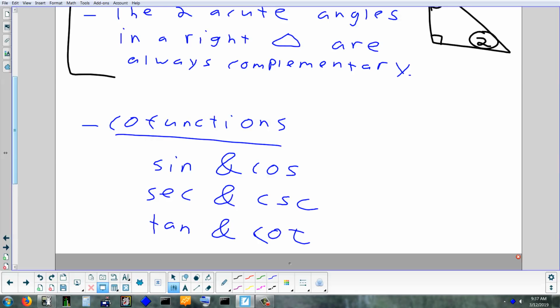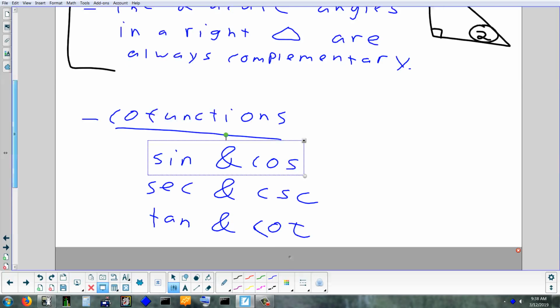Right? So the cofunction for sine is cosine. Cofunction for secant, cosecant. Cofunction for tangent, cotangent. And it also works the other way. The cofunction for cosine is sine. You wouldn't say the cofunction for cosine is cocosine. That's kind of weird, all right? You don't put another co in front of a word that already has co. Same thing here. The cofunction for cosecant isn't cocosecant. It's just secant, all right? So those pairs are called cofunctions.